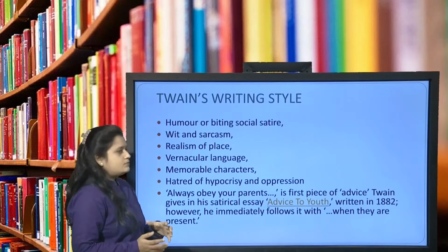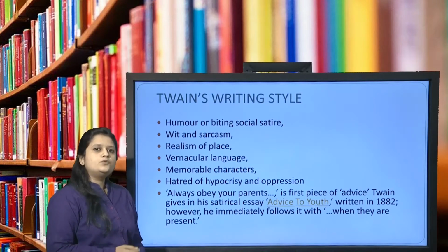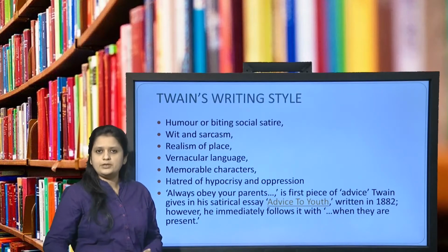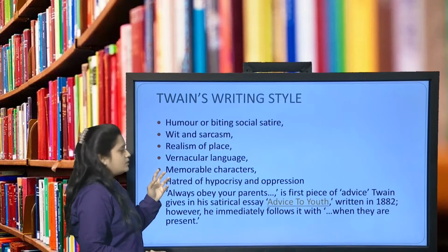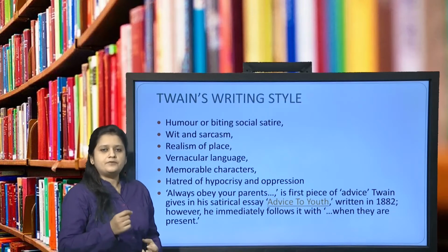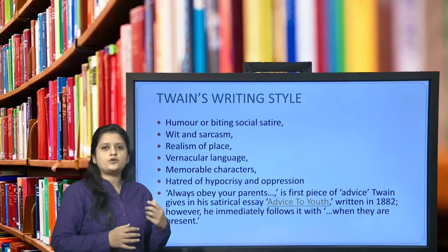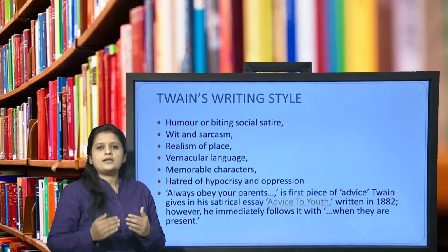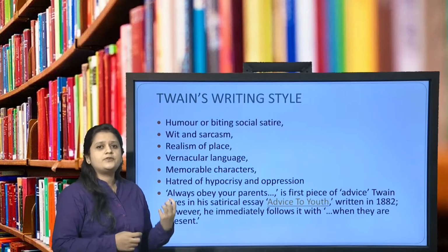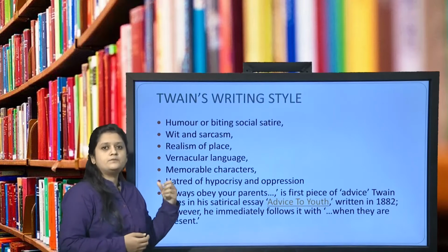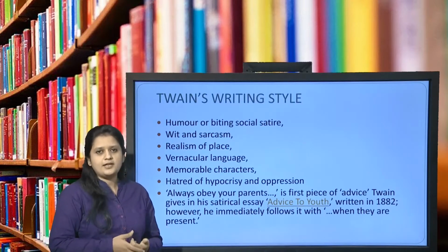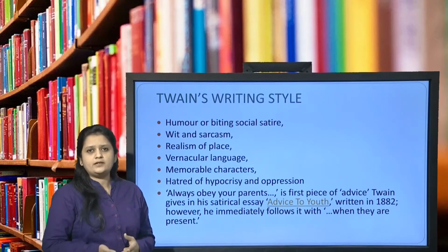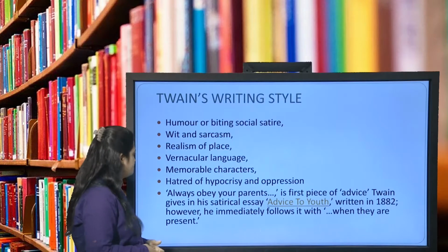So as I said earlier, he used vernacular language, the language of everyday common people. So that made his works relatable. His works were not only written for the elite class, for a certain class of people who can relate to it, but his works were written for the masses, especially the novels like Huckleberry Finn and Tom Sawyer. He has created some of the memorable characters in the form of Tom Sawyer and Huck Finn.